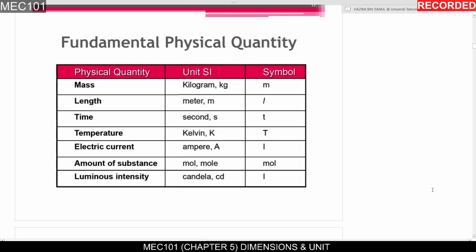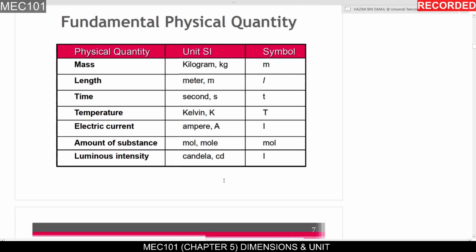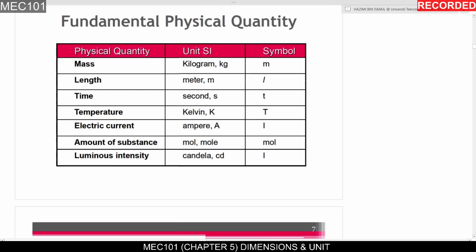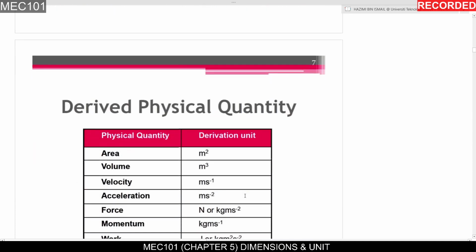Okay, so for mass, we have the kilogram unit. Length, we have the meter. Time, we have the seconds. Temperature, we have Kelvin. Electric current, we have ampere, and amount of substance, we have mole. And then for luminous intensity we use the candela unit. Okay, so this is the symbol of the unit. I will go faster.